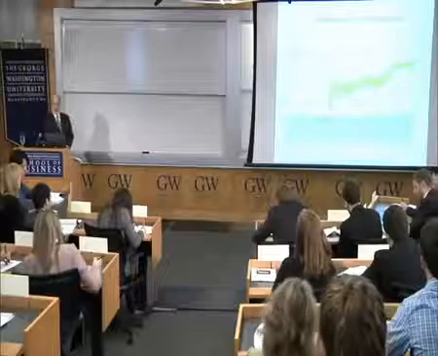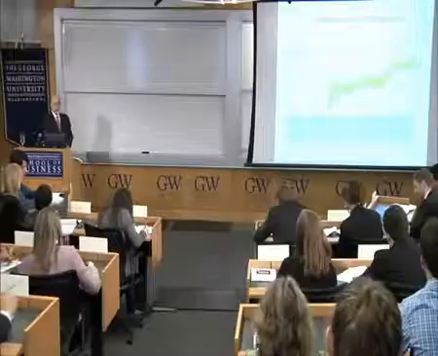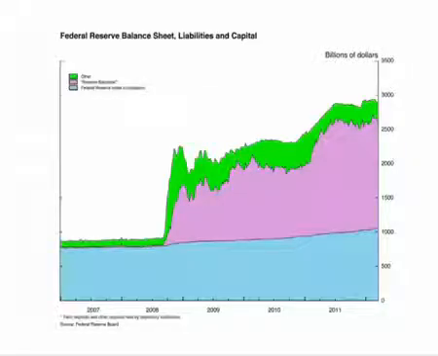Then there are other liabilities, including Treasury accounts and a variety of other things that the Fed does. We act as the agent, the fiscal agent for the Treasury. But the two main items you can see are the notes in circulation and the reserves held by the banks.